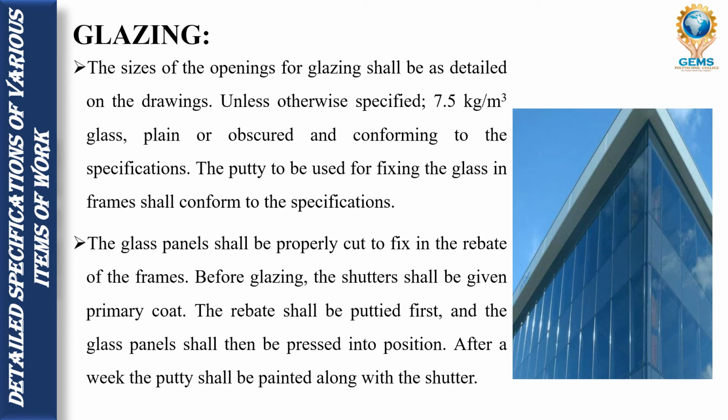The sizes of the openings for glazing shall be as detailed on the drawing. Unless otherwise specified, glass of 7.5 kg per cubic meter, plain, conforming to the specifications, shall be used. The glass panel shall be properly cut to fit in the rebate of the frames. Before glazing work, the shutters shall be given a primary coat. Then the rebate shall be put first, and the glass panels shall be pressed into position. So this is about glass work.